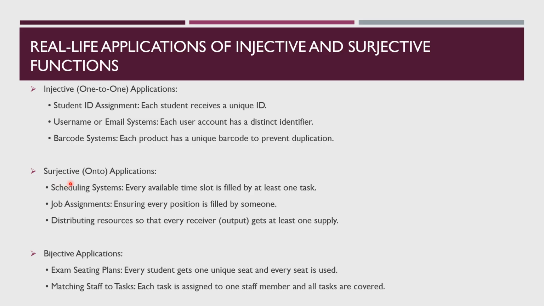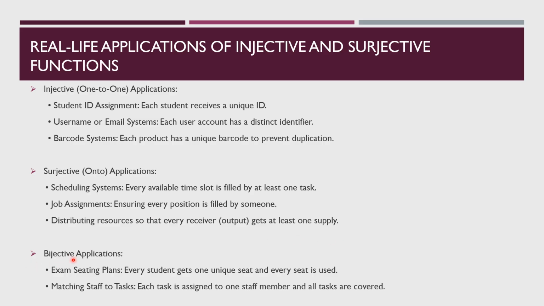And we can also talk about surjective, that is onto, applications. So we have a scheduling system: every available time slot is filled by at least one task. Yes. Job assignment, ensuring every position is filled by someone. So when you go to institutions, job assignment can also be termed an onto function because every position is filled by someone to work on. And we also have distributing resources so that every receiver, that is us, will get at least one supplier.